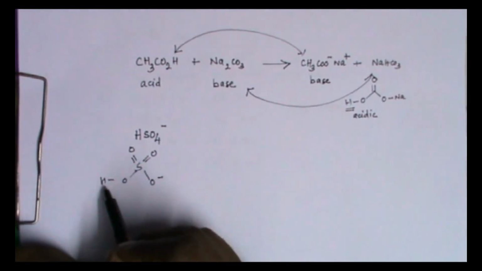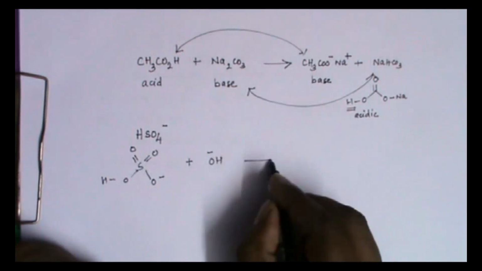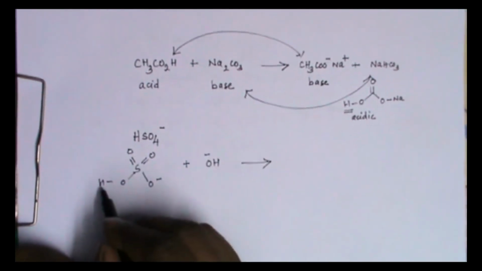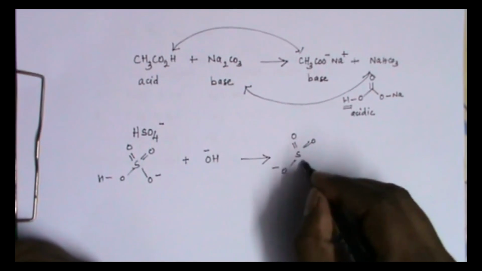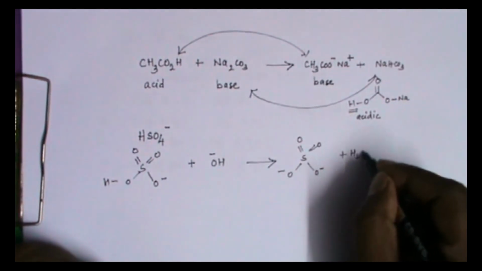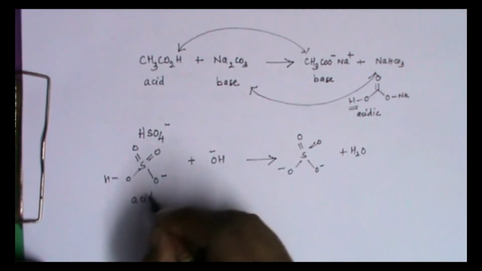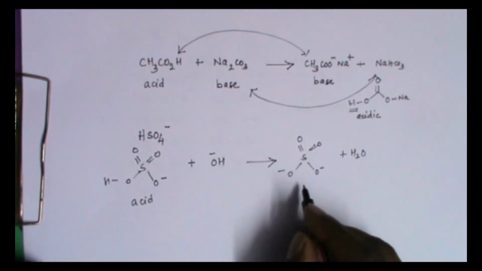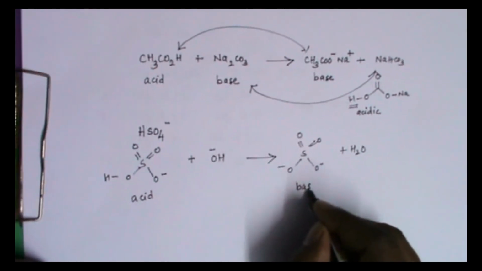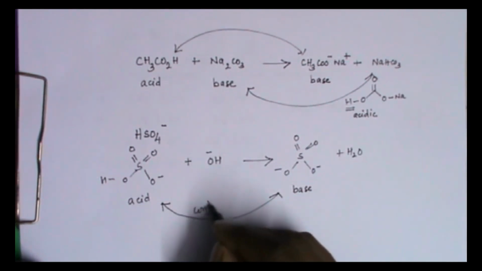Here we have one more acidic hydrogen, so this is acid. To this we add base. A strong base is added, say sodium hydroxide. It is a strong base. This is basic enough to abstract this proton. After the abstraction, what we get is sulfate ion and water. This hydrogen is acidic, so this is basically acid. After the abstraction of acidic hydrogen, what we get is base. So these two are conjugate acid-base pairs.